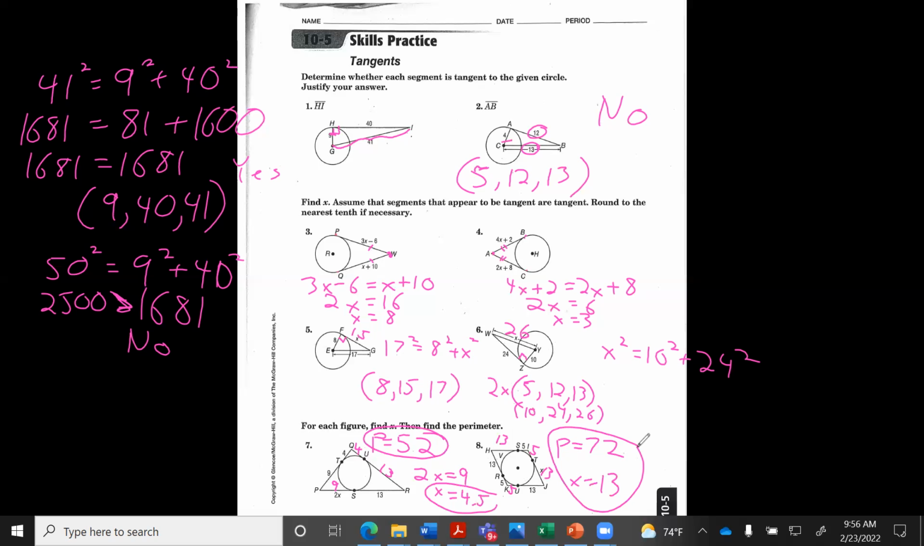Any questions on the homework side? Okay. So get the other paper here for today.